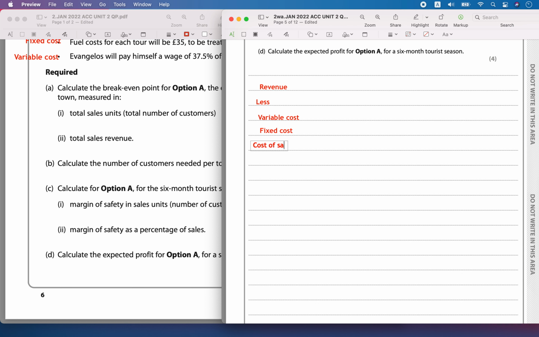This is cost of sales. Cost of sales will be variable cost plus fixed cost here, and then you take the cost of sales away from the revenue, and you will get the profit.